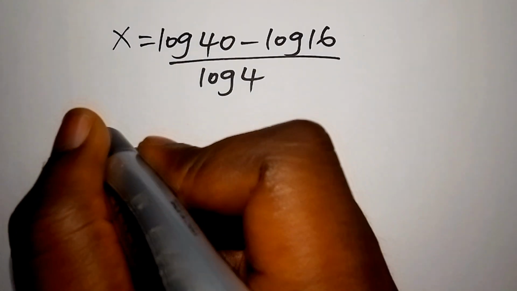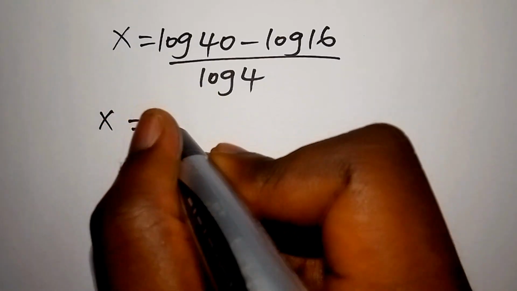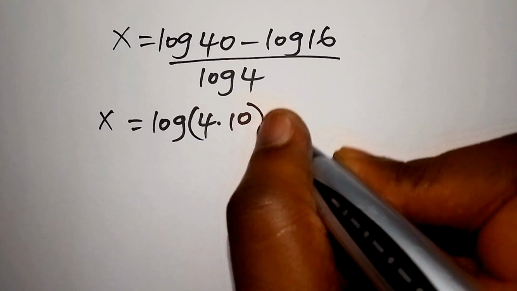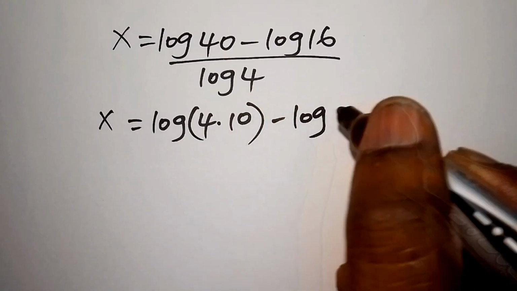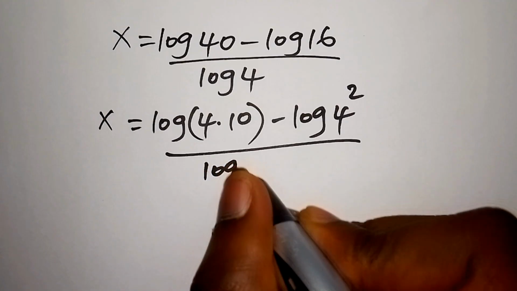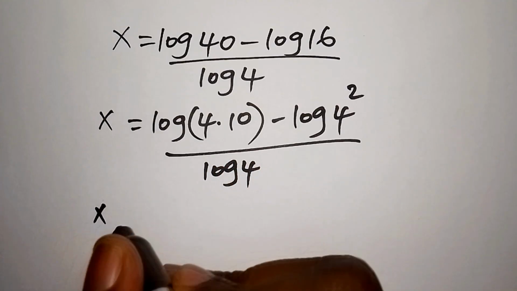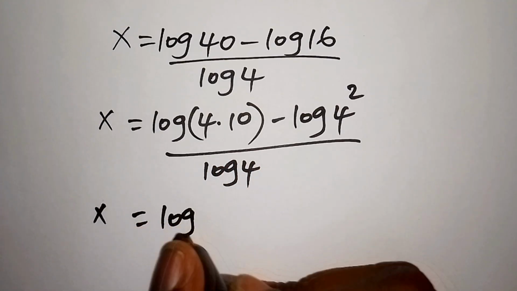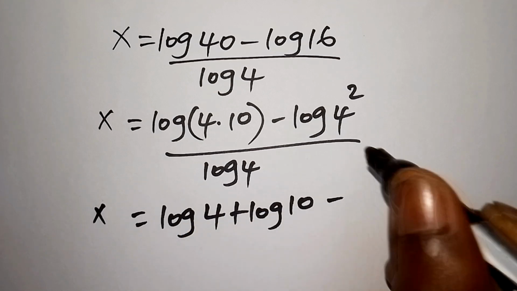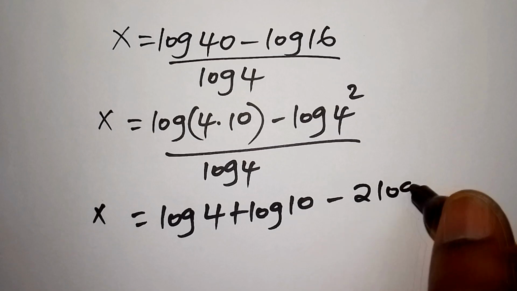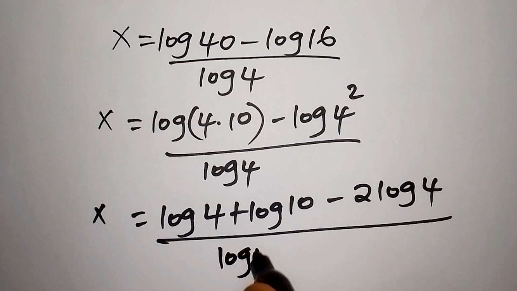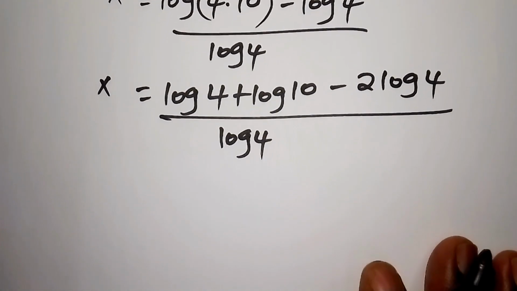So next, x is equal to, so the log of 40 can be written as the log of 4 multiplied by 10, then into bracket, minus the log of 16 can be written as the log of 4 to the power of 2, then all over the log of 4. So now x is equal to the log of 4 plus the log of 10 minus 2 the log of 4, then all of this all over the log of 4. So let's now divide both sides by the log of 4.